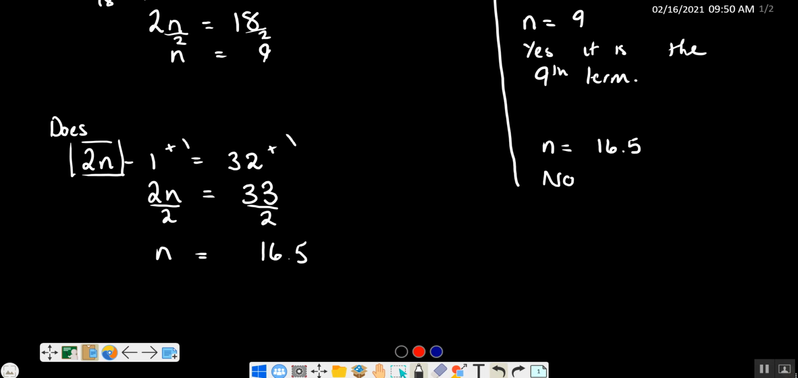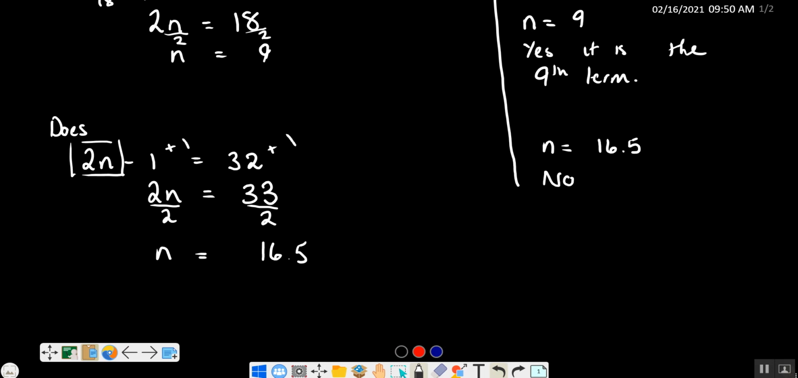Why is it a no, Holden? Oh, you're not using 16, right? That's it, isn't it? A term would be n is 16, or n would be 17, or n would be 18. Because you can't have half a term. You're right. Yeah, exactly that. Then it's not a linear pattern.